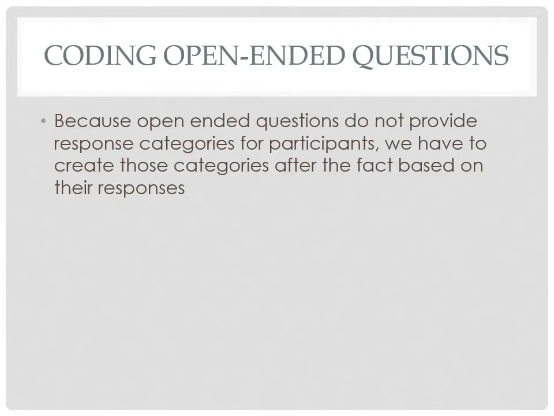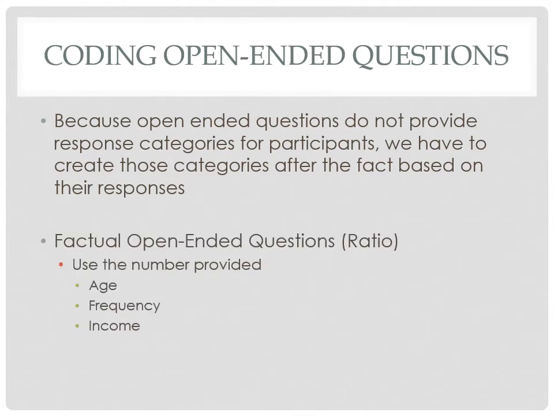On the last screen we talked about what to do when you have nominal data, and what to do when you have interval response data. We also have to deal with open-ended responses. Because open-ended responses don't provide response categories for participants, they don't have something to circle on the survey, we have to create those categories after the fact based on whatever they wrote in on that line.